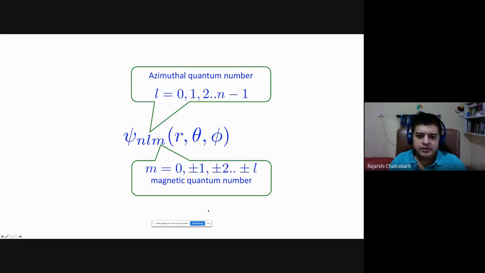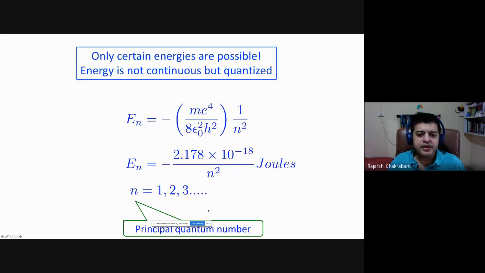If you see carefully, the quantum number l varies from 0 to n minus 1, and m varies from 0, plus minus 1, like this, up to plus minus l. m is the magnetic quantum number. Also, I had derived the expression for energy, and if you look into the expression, it is exactly the same. I just replace h cross with h. h cross is h by 2 pi, so h cross square will be h square by 4 pi square, and that will eventually give you this kind of expression.